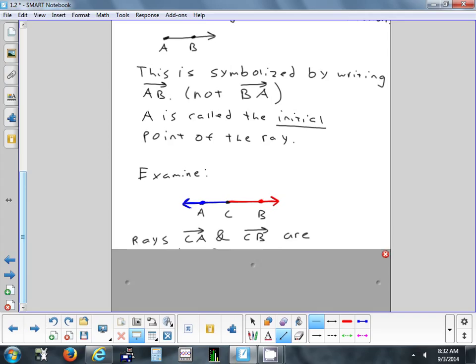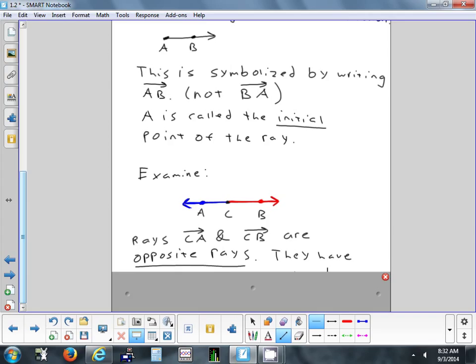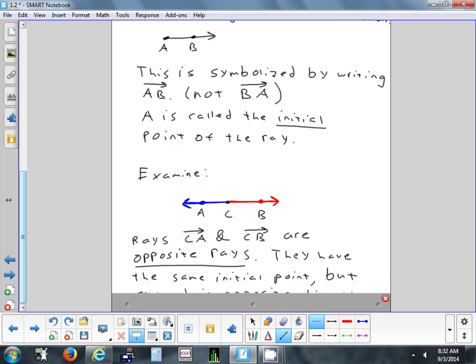And that's pretty much the name of what this is. They're called opposite rays. Okay, so the blue ray, ray CA, and the red ray, ray CB, are opposite rays. They have the same initial point, but they extend in opposite directions.